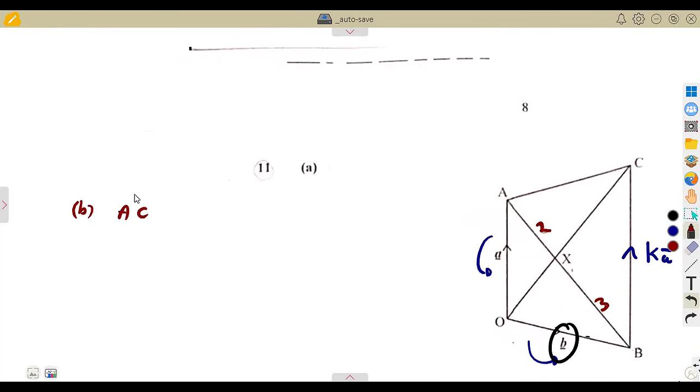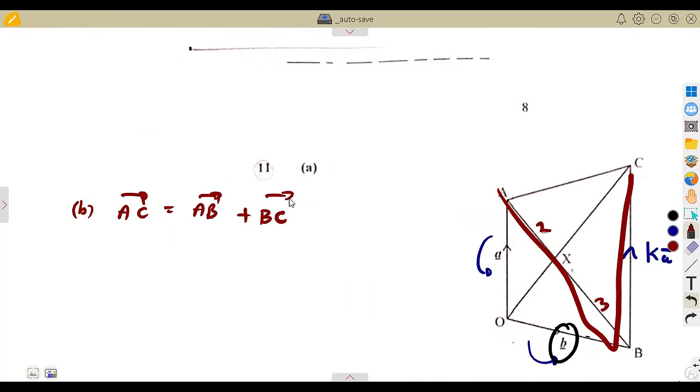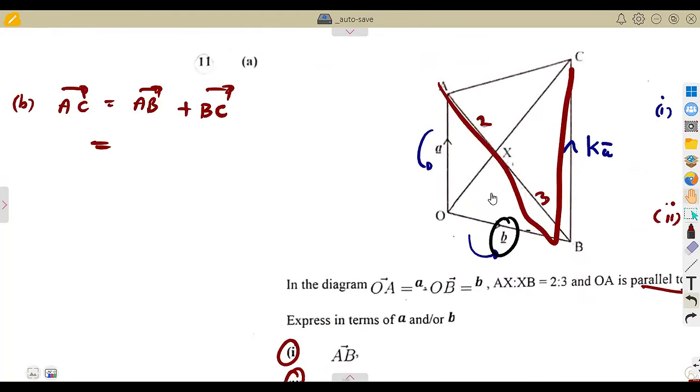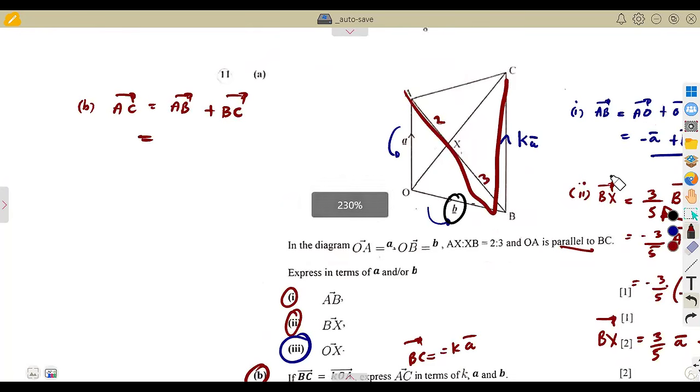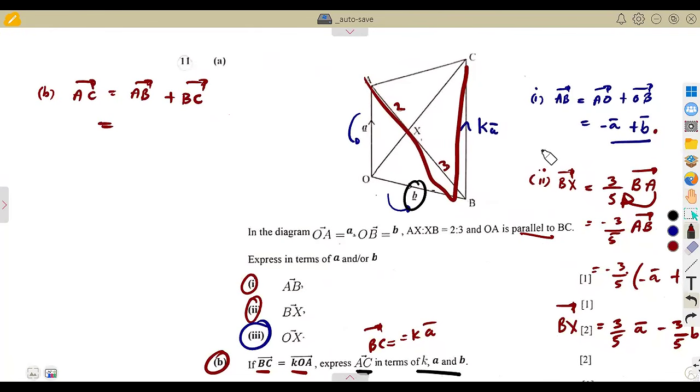You're going to see that the part of AC that will consist of the KA is from B to C. So using this route, you're going to have from A to B, then from B to C. From A to B, remember you calculated this vector before. That was the first part that you had, which was minus A plus B. So minus A plus vector B plus vector BC, which is KA.